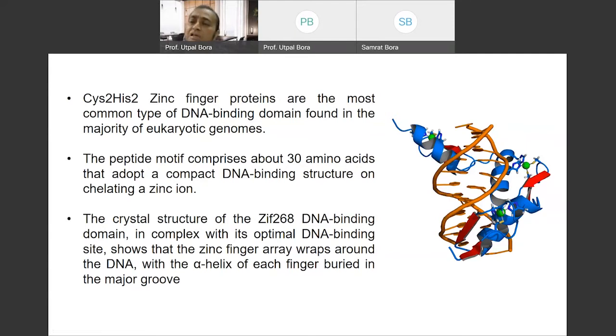So this is basically the crystal structure of the ZIF268 DNA binding domain in complex with its DNA binding site. It shows how the zinc finger array wraps around the DNA, and the alpha helix of the zinc finger interdigitates into the major groove, or buries itself into the major groove. That's where the interaction between the protein and the DNA occurs.